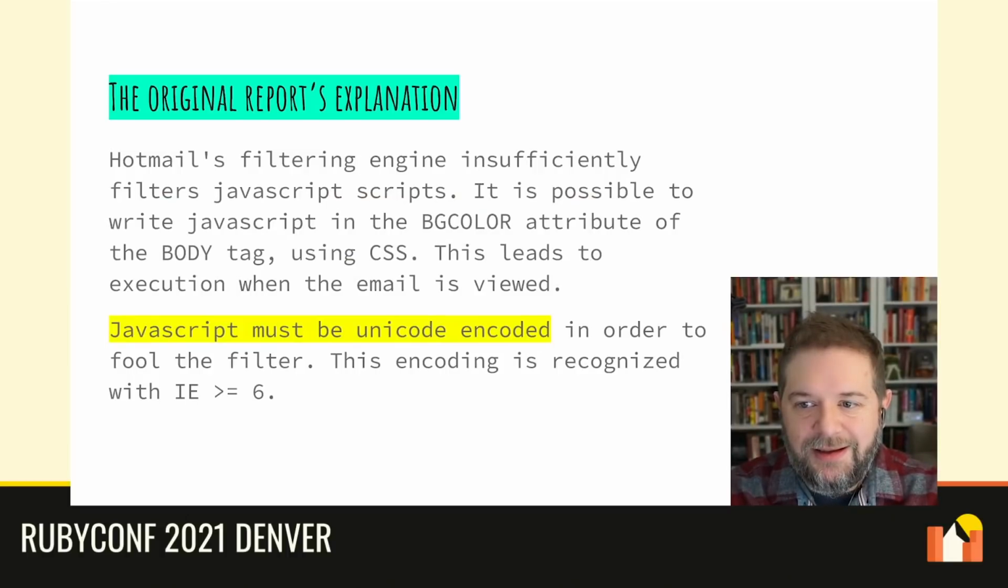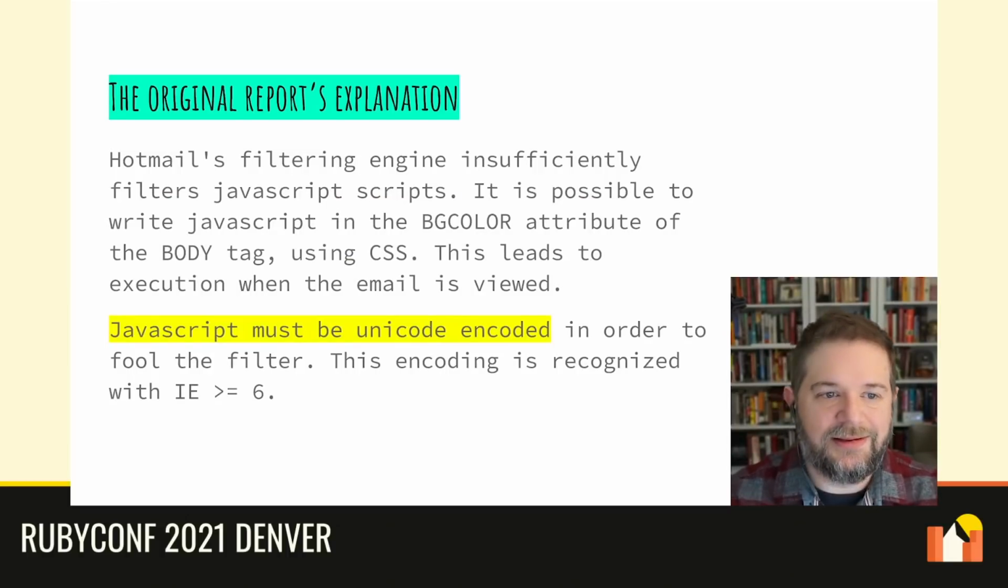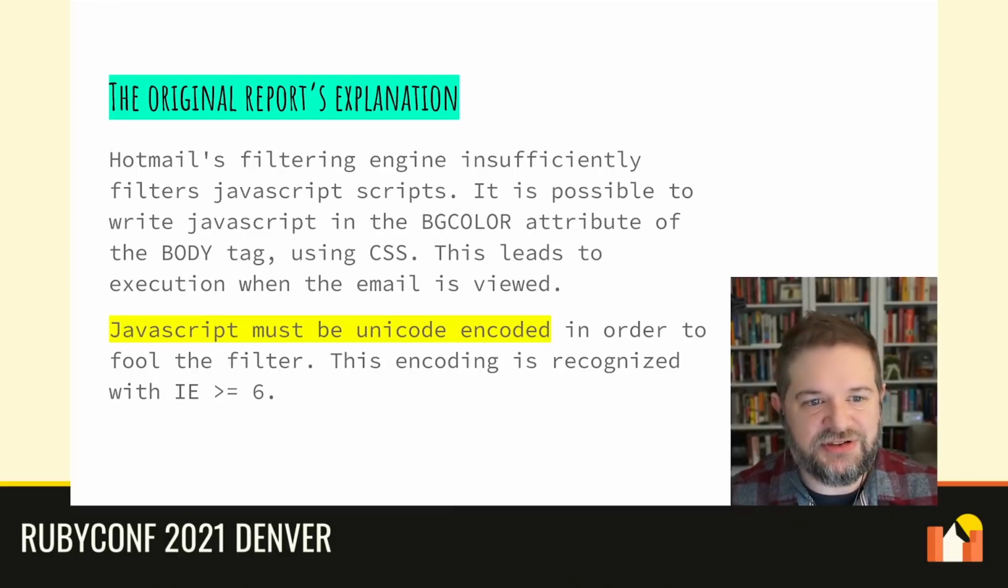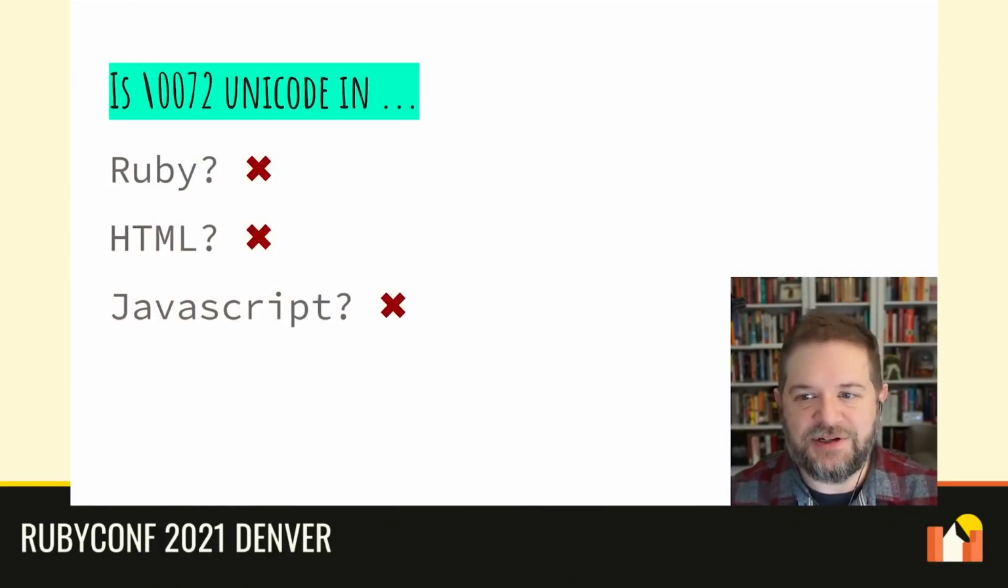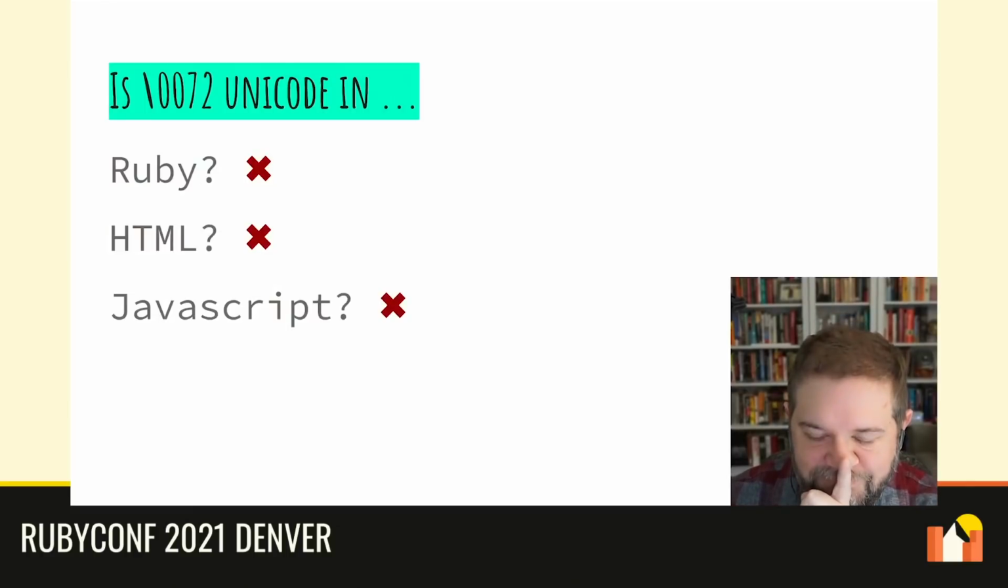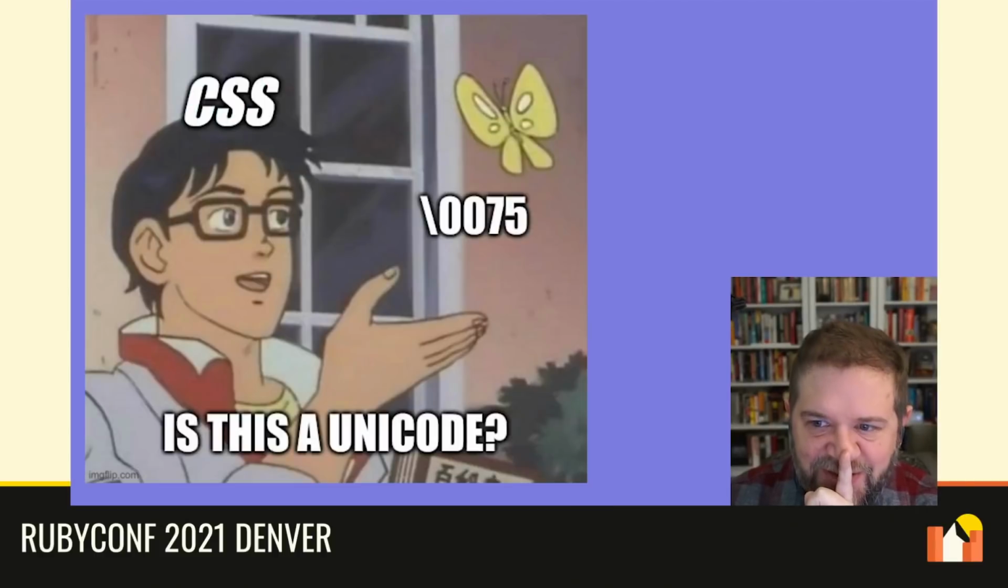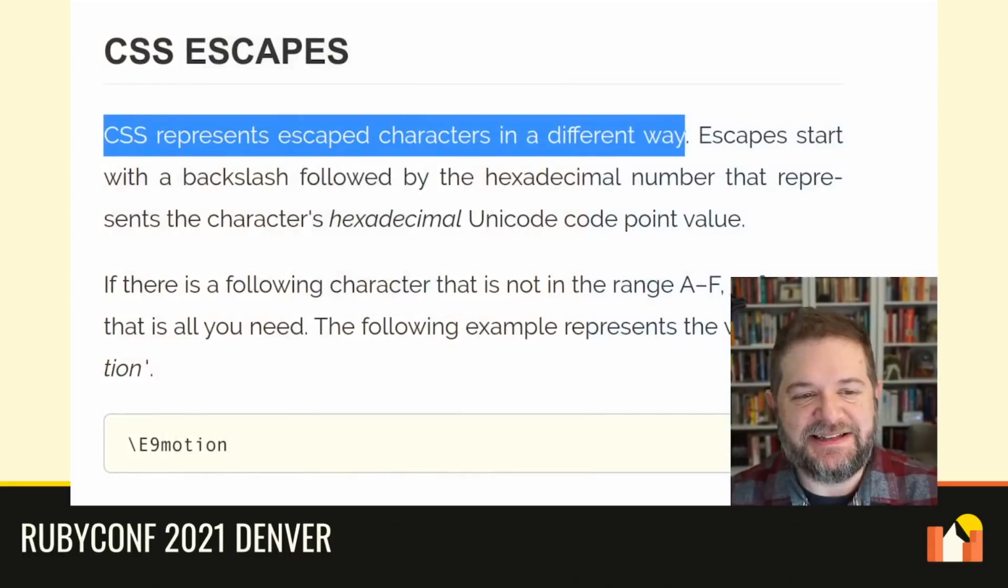The original report's explanation says JavaScript must be Unicode encoded, and it occurred to me, gosh, is this Unicode in JavaScript and I just missed it? Nope. JavaScript has the same syntax as Ruby and Python. It's an octal byte in JavaScript too. And then it occurred to me, what if this is Unicode in CSS? Sure enough, that's exactly what it is.